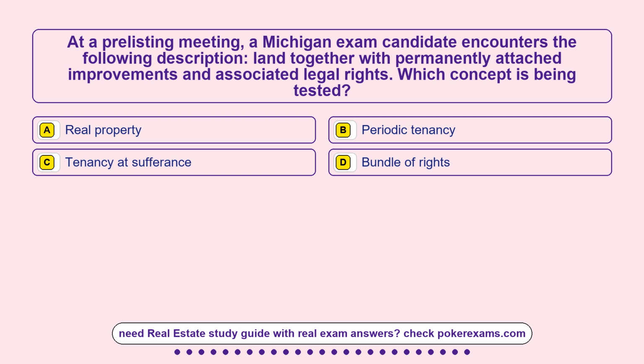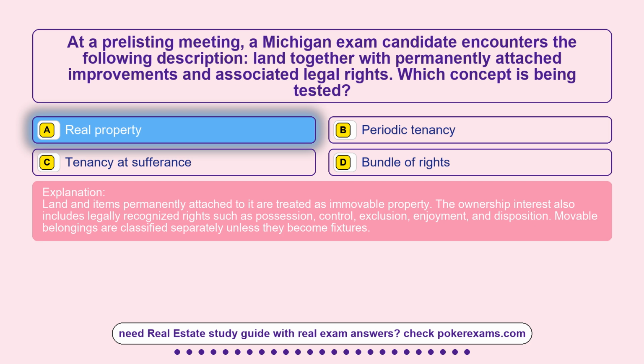Question 15. At a pre-listing meeting, a Michigan exam candidate encounters the following description: land together with permanently attached improvements and associated legal rights. Which concept is being tested? Option A, real property. Option B, periodic tenancy. Option C, tenancy at sufferance. Option D, bundle of rights. The correct answer is option A, real property.